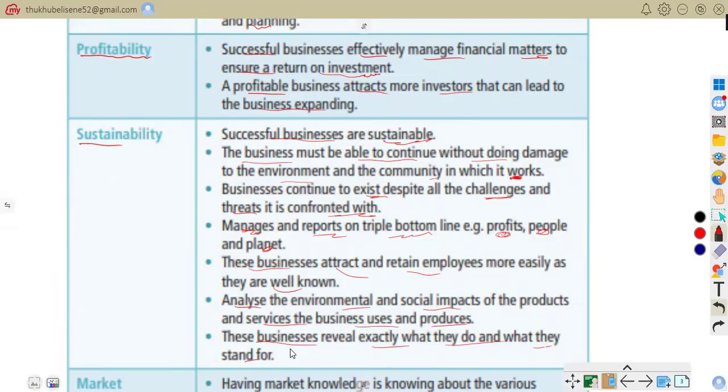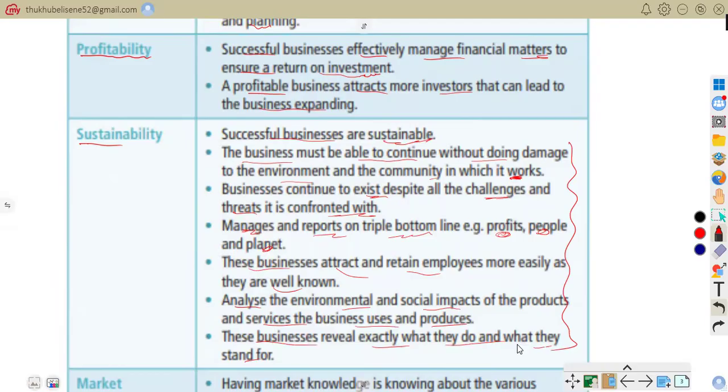So it simply says, in short, all this that has been said, it simply says business should consider how their products and services affect people, society, and the environment. That is what this point means. They should consider how their products and services affect people, society, and environment.